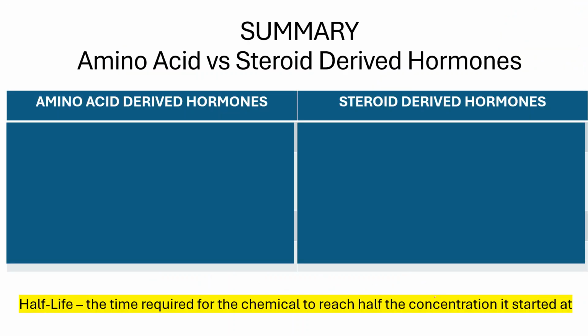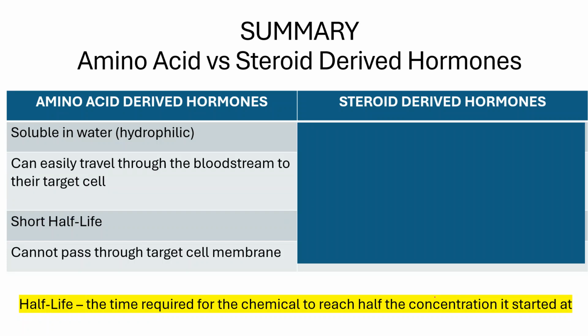Okay, so summary, amino acid versus steroid hormones. The amino acid hormones are soluble in water, also known as hydrophilic. They can easily travel through the bloodstream to their target cell. They have a short half-life. As they're traveling through the bloodstream, they're bumping into stuff, breaking down, stuff like that. So they're not going to live very long once they are created. They're fairly short-lived. They cannot pass through the target membrane.